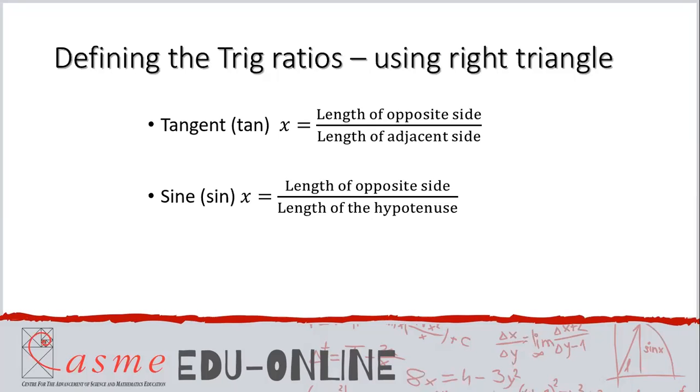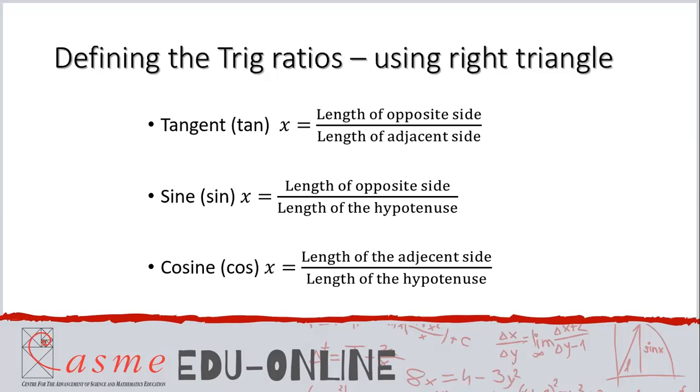The next one that I'm going to be introducing is the sine. Short for the sine, we use sin, S-I-N. For any angle x, the ratio that we refer to as the sine of the angle x is given by the length of the opposite side divided by the length of the hypotenuse. And the cosine, which is short for cos, is the ratio of the length of the adjacent side to the length of the hypotenuse.